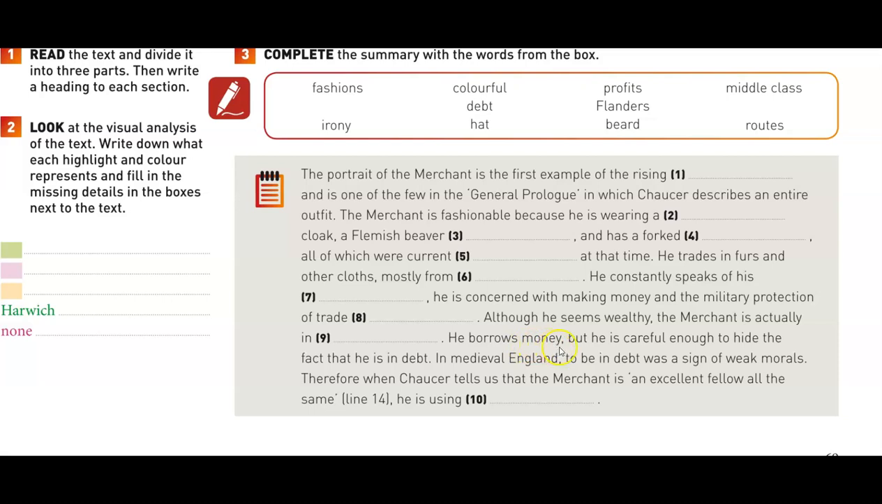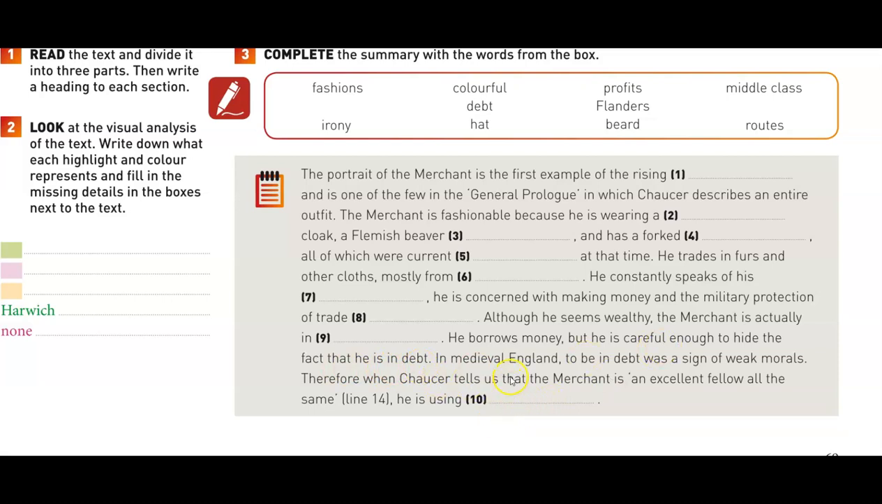He borrows money, lui prende in prestito i soldi. Lend money, dare in prestito i soldi. Borrow money, prendere in prestito i soldi. But he is careful enough to hide the fact that he's in debt. Ma lui è abbastanza cauto da nascondere, hide, il fatto che è in debito.